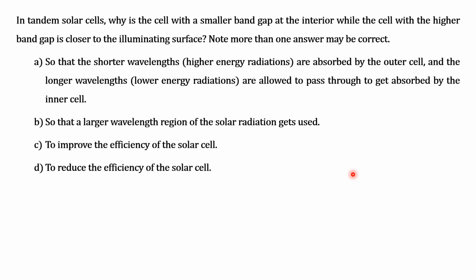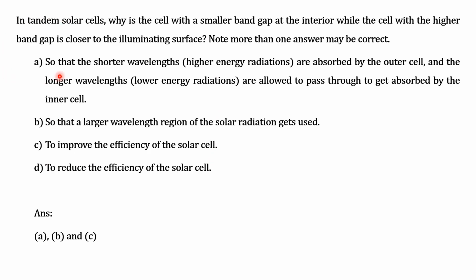A and C, madam. Okay, others? A and C, ma'am. So basically it's A and C. Shorter wavelength would mean more energy values, right? Larger band gap values on the outer cell, and whatever further goes inside will be absorbed by the inner cell. And due to all the range of wavelengths being absorbed, the overall efficiency of the solar cell will increase. That is why we use tandem solar cells in the first place.